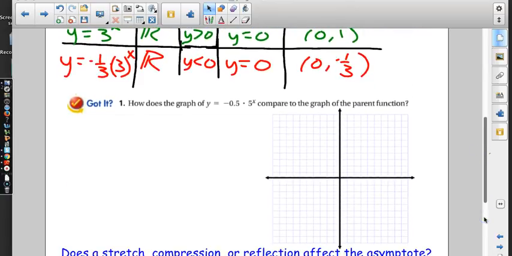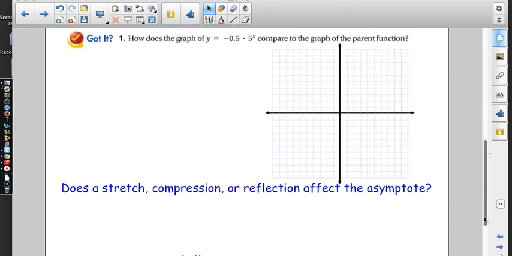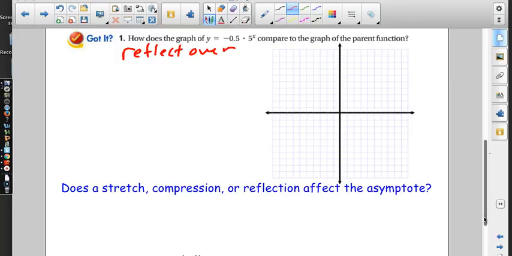How does the graph of y equals -0.5 times 5 to the x compare to the graph of the parent function? Okay. What's the negative doing again? Flip over the x-axis. .5, we did that on purpose. That's 5/10. 5/10 is 1/2. What's that going to do? Compression. Vertical compression.